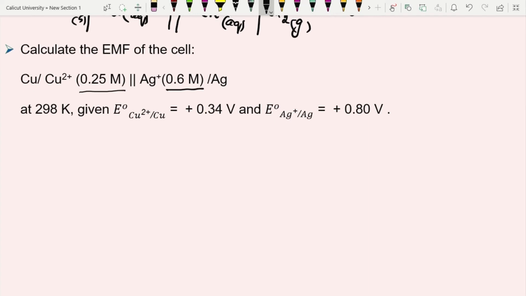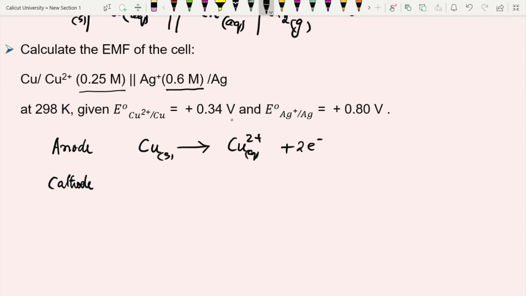So, here copper is undergoing oxidation. I will put first the anode part: copper gives copper 2 plus and 2 electrons. So, this will be the anode. Now, the cathode will be silver. How did I identify that? If you remember, just by checking the values of reduction potentials. Silver has more reduction potential and therefore, silver will be the cathode.